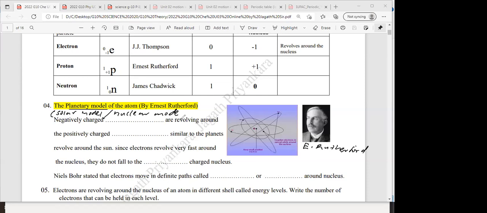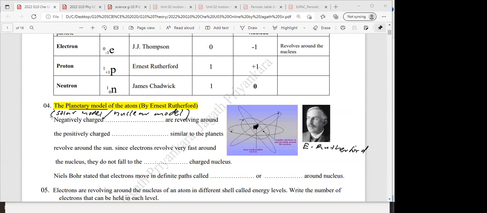Nuclear model. So he stated that the nucleus is at the center here. Protons and neutrons are collected at the center of the atom. We call it the nucleus. The mass of an atom is confined to the center. That is called the nucleus. The negatively charged electrons, look at the screen, highlight the word negatively charged.